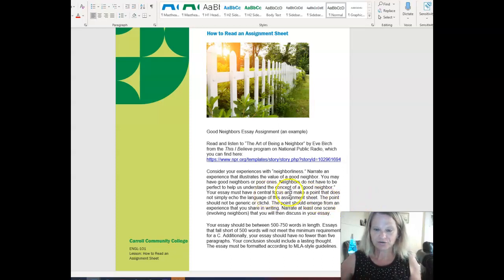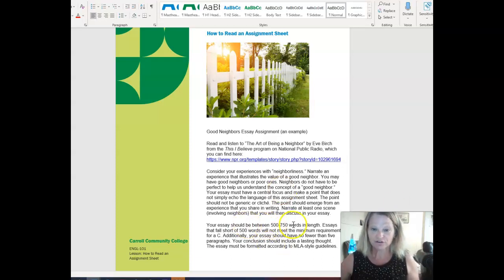You want to have a central focus and a point that does not simply echo the language in the assignment sheet. The point should emerge from an experience that you share in writing that you narrate. Narrate at least one scene involving the neighbors that you will then discuss in your essay. So this is not a pure narrative, but this is a short narrative embedded in a longer essay that defines what it means to be a good neighbor.